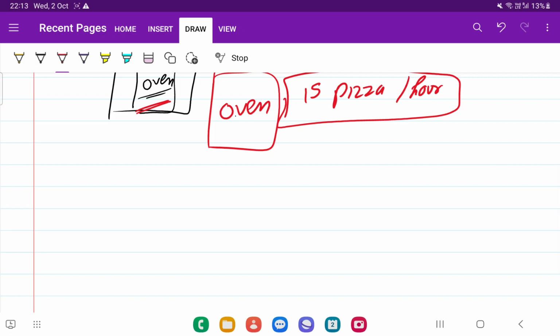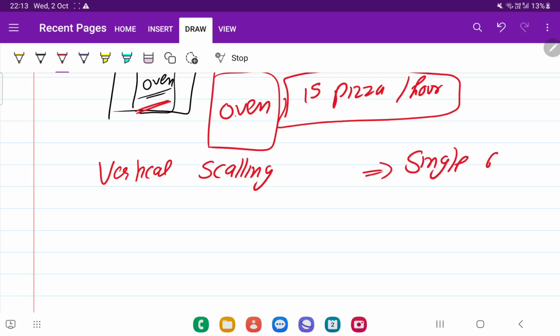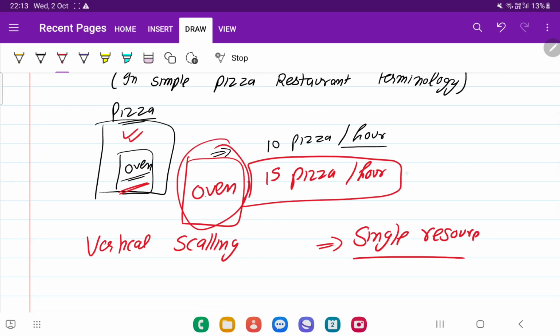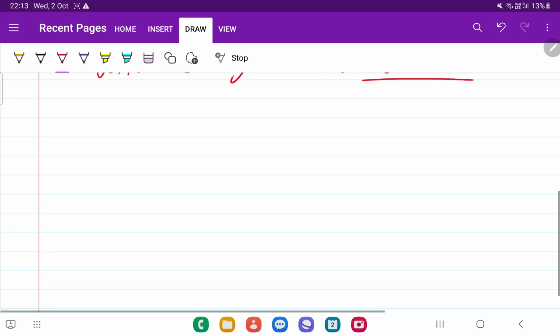So this concept, in terms of computer, or I can say while designing, is known as vertical scaling. So basically what we are doing here, we are increasing the capacity of a single resource. The resource that we have, we are increasing the capacity of that single resource. Previously we had a small oven, now we have a big oven that is making 15 pizza per hour. Now what are the pros and cons?